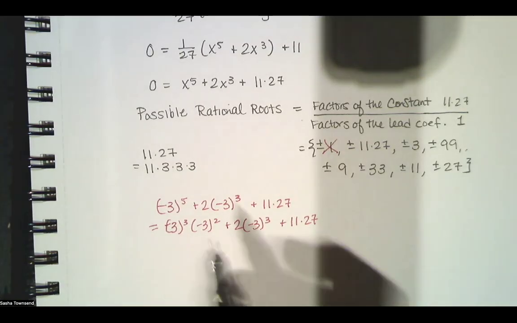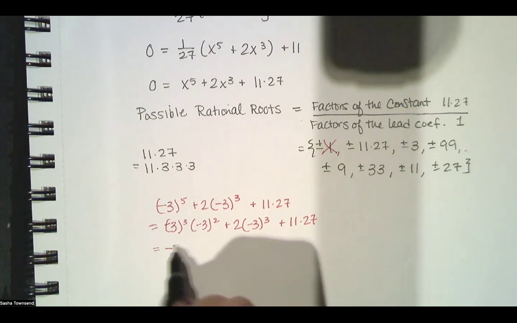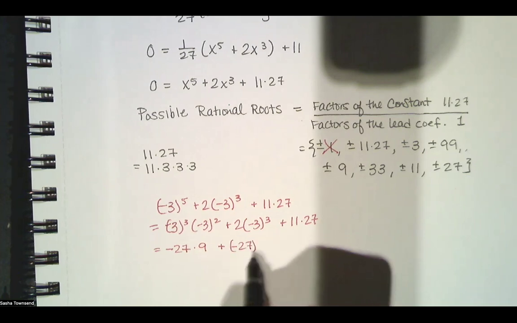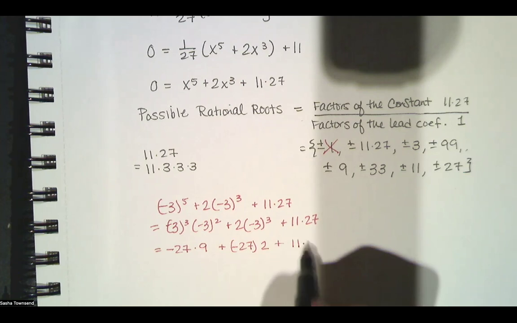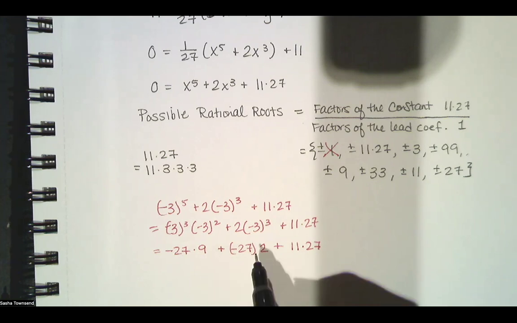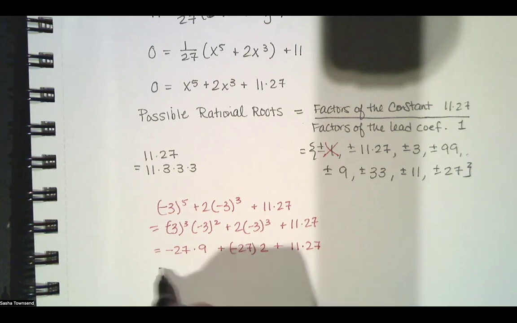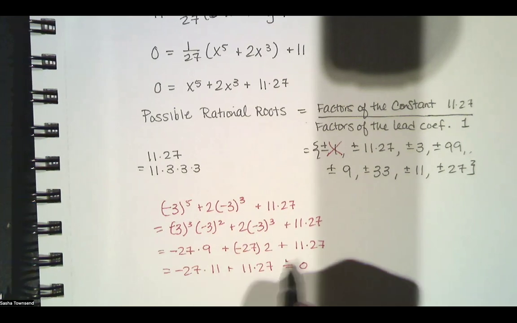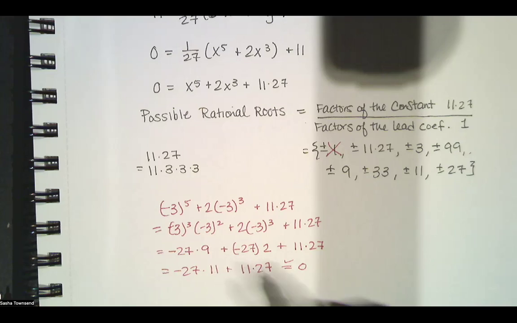And when I recognize it that way, this becomes negative 27 times 9 plus negative 27 times 2 plus 11 times positive 27. If I add the negative 27 times 9 to the negative 27 times 2, I get 11 times negative 27. And I'm adding 11 times 27, and so I get 0. And that's cool. I didn't even have to work out what 11 times 27 was. Knowing how this factors, I can see that I'm going to get a 0 there.